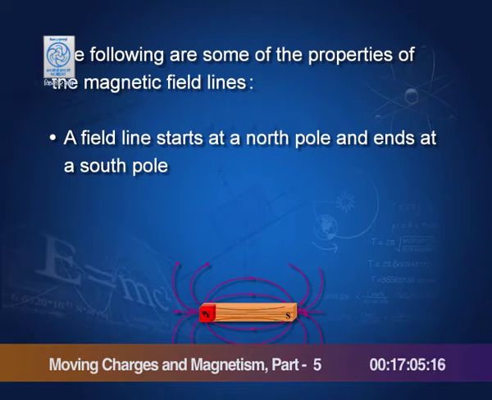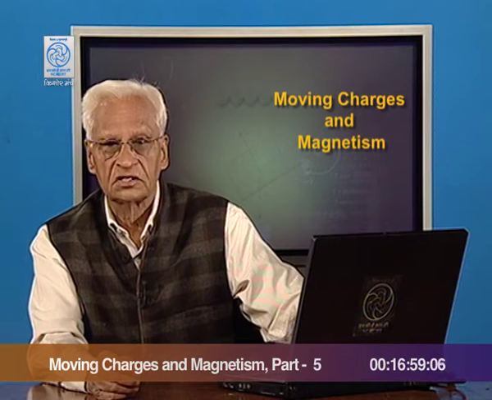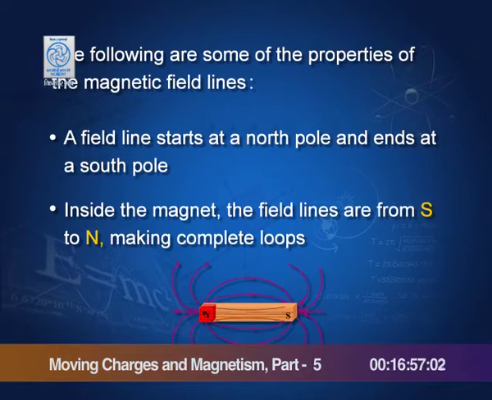This will also end at a south pole, and inside the magnet these lines go from south to north, so that these lines form complete loops. That is important. We shall see why they form complete loops, but for the moment remember they form complete loops.